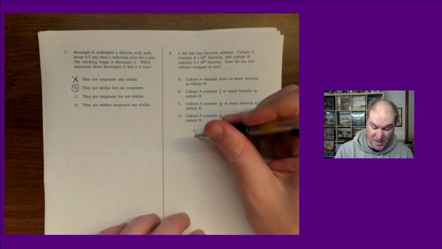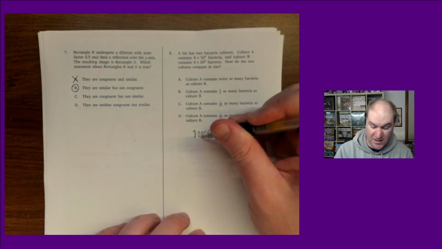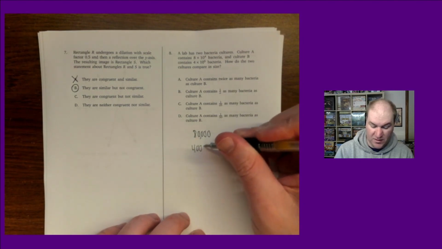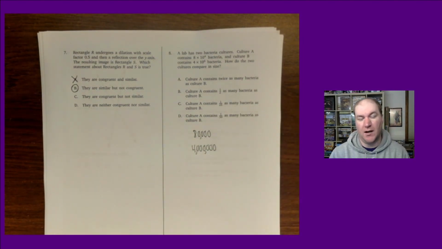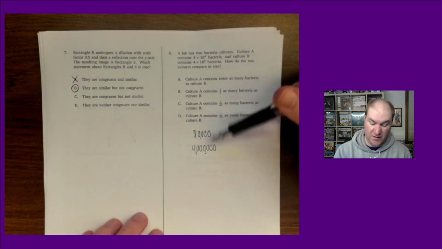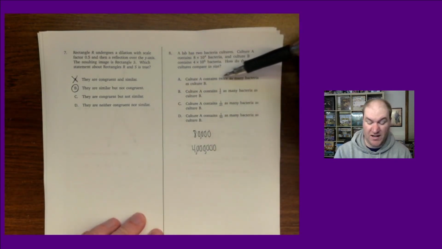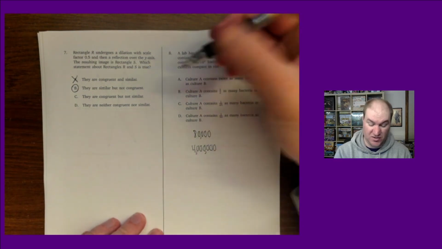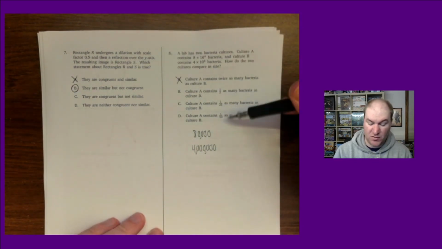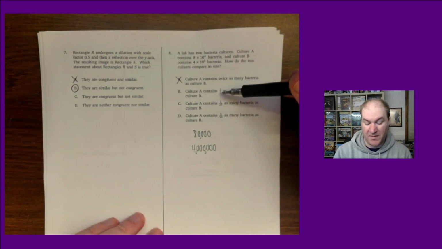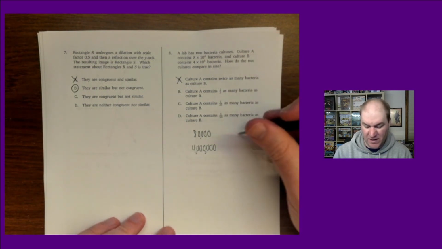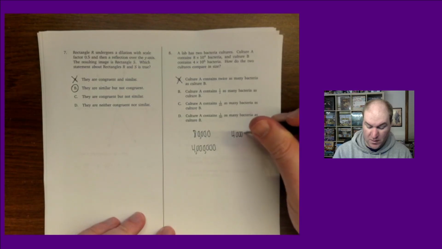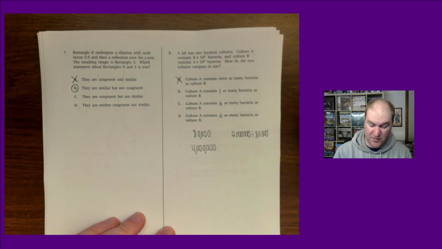This one right here is 80,000, and the other one here is 4 million. So which choice represents the size difference between these? Culture A is not twice as big as B. Culture A is not bigger. So which one is it here? If I want to know what do I multiply this by to get this, I'll divide these numbers. So 4 million divided by 80,000.